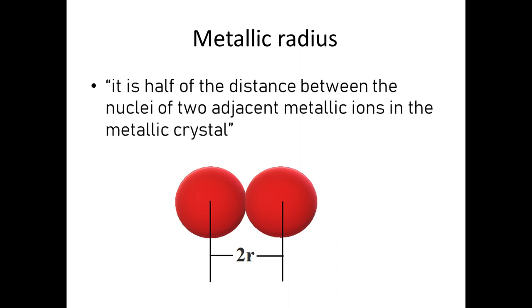So if we talk about the definition, it is half of the distance between the nuclei of two adjacent metallic ions. As you know, the metals inside the metallic crystal exist in the form of metallic ions, and these metallic ions are surrounded by a sea of free electrons. So we use the term two adjacent metallic ions in the metallic crystal. Okay, come to the next.